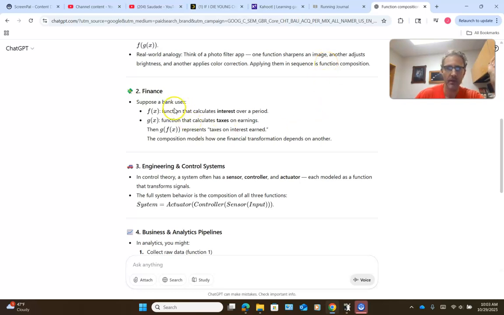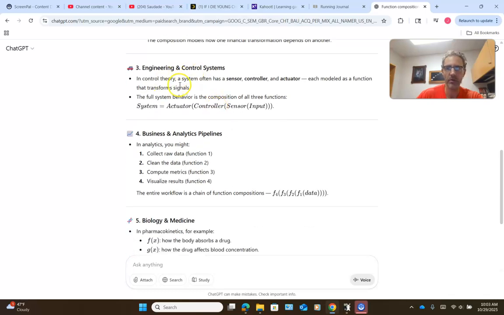Okay. Another example might be, suppose a bank uses one function that calculates interest over a period of time, and then another function that calculates taxes on earnings. Okay, so you know you have to pay tax on interest, and so a composition, and we'll talk about this in just a second, G composed of F would represent the taxes on that interest that was earned.